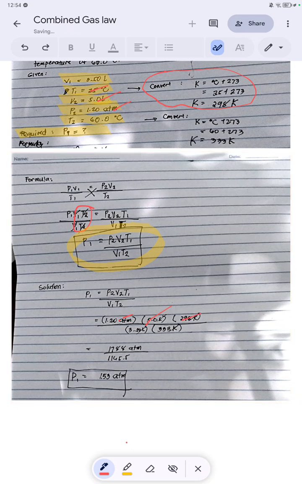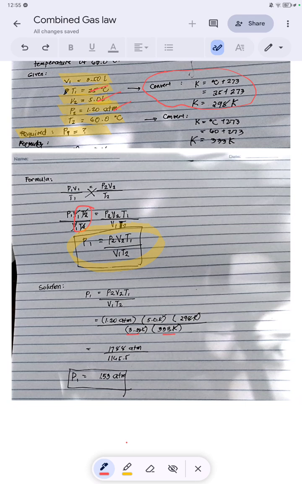Next, you put it over V1 T2. What is V1? That is 3.5 liters. What about T2? That is 60 degrees Celsius, and we converted it to Kelvin, so that is now 333 Kelvin.